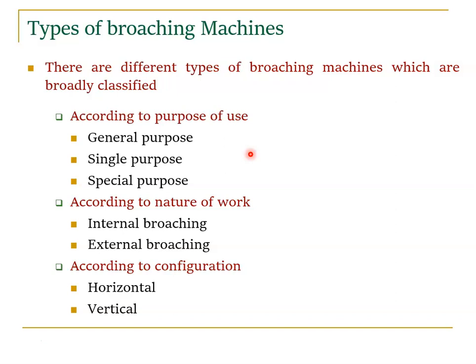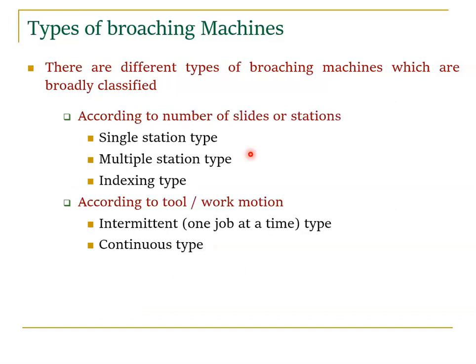Single purpose means, for example, if I have a different broaching or different surface, we can have single or special, right? According to the nature of work, it may be internal broaching or external broaching. According to the configuration, it may be horizontal or vertical. According to the number of slides, if I'm using only one broaching tool, I can say single station. If I use more than one station, then it's a multiple station.